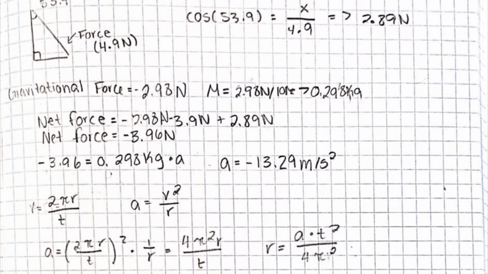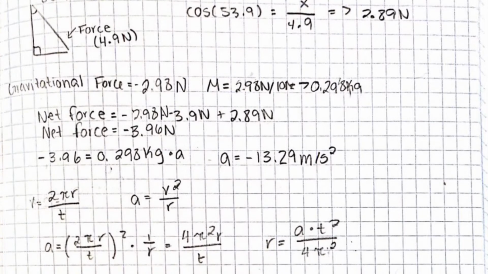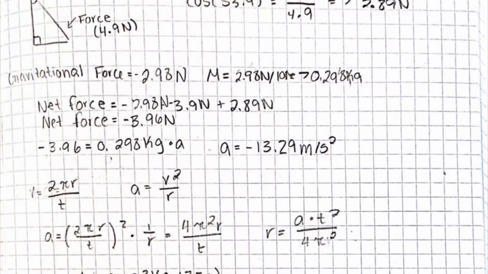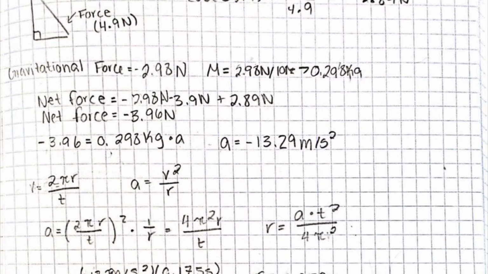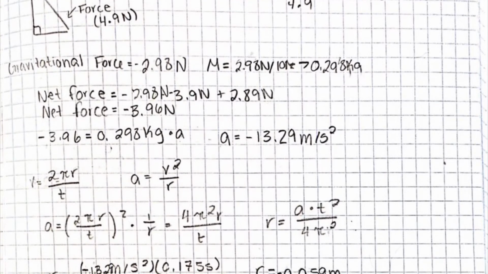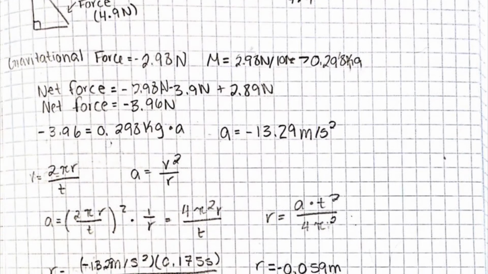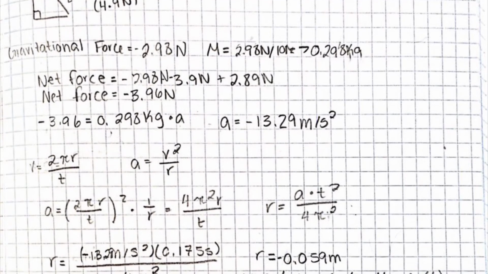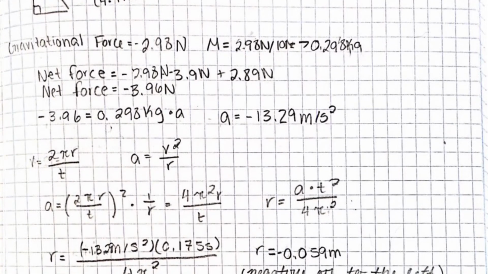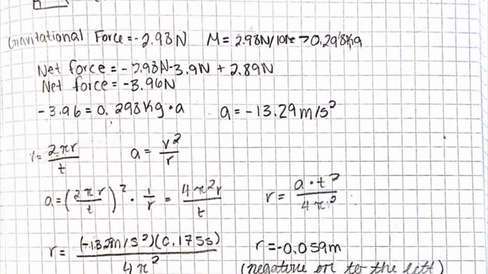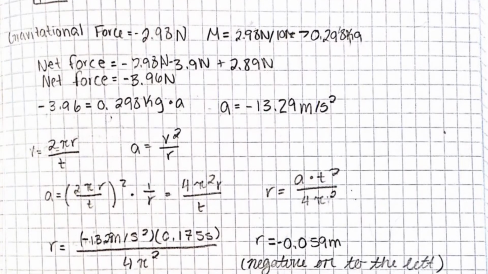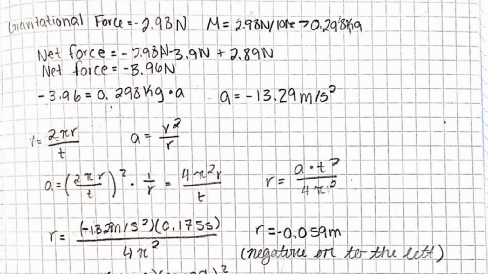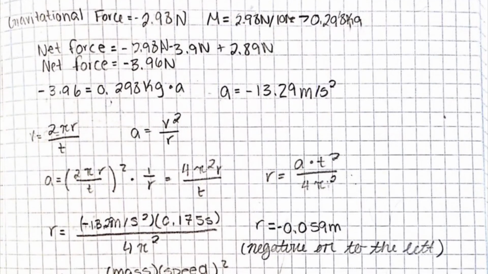0.298 kilograms. And to find the net force, we basically just combined all the forces. So negative 2.98 newtons plus negative 3.9 newtons plus 2.89 newtons to get a net force of negative 3.96 newtons. And then with that, we used the equation force equals mass times acceleration to find the acceleration. So negative 3.96 newtons equals 0.298 kilograms times acceleration to get an acceleration of negative 13.29 meters per second squared.